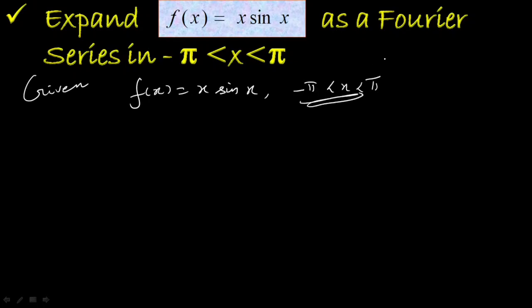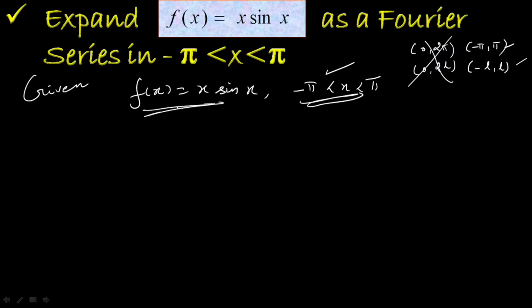As I told you already, the case of odd and even function arises only for functions belonging to an interval of type minus pi comma pi, or minus l comma l. Does it hold for the intervals of type 0 comma 2 pi or 0 comma 2l? No. So the case of odd and even function arises only for the two intervals of type minus pi comma pi and minus l comma l. So look at the interval here. The interval is from minus pi to pi, so immediately you can verify whether the given function is odd or even.